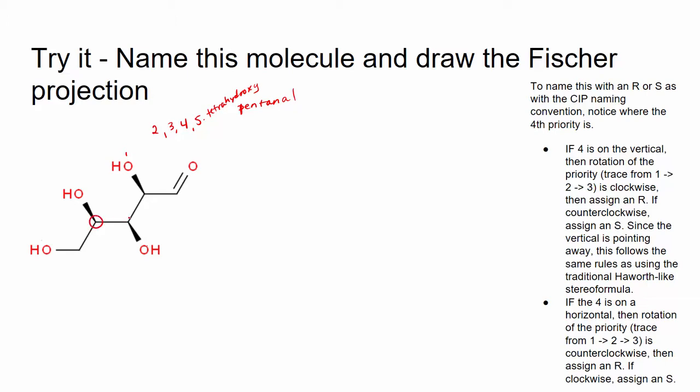But I have asymmetric centers. I have asymmetric centers at carbons 2, 3, and 4. So I need to assign some priorities. I'm going to start with carbon 2.